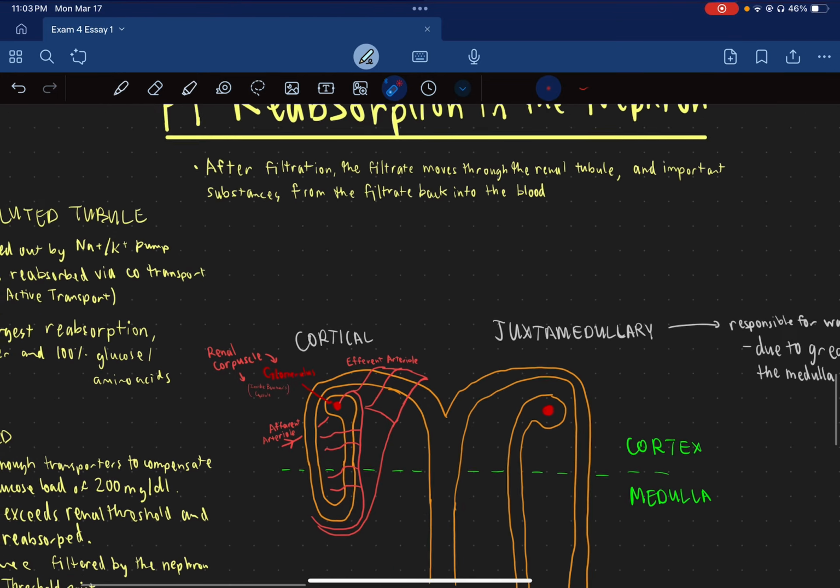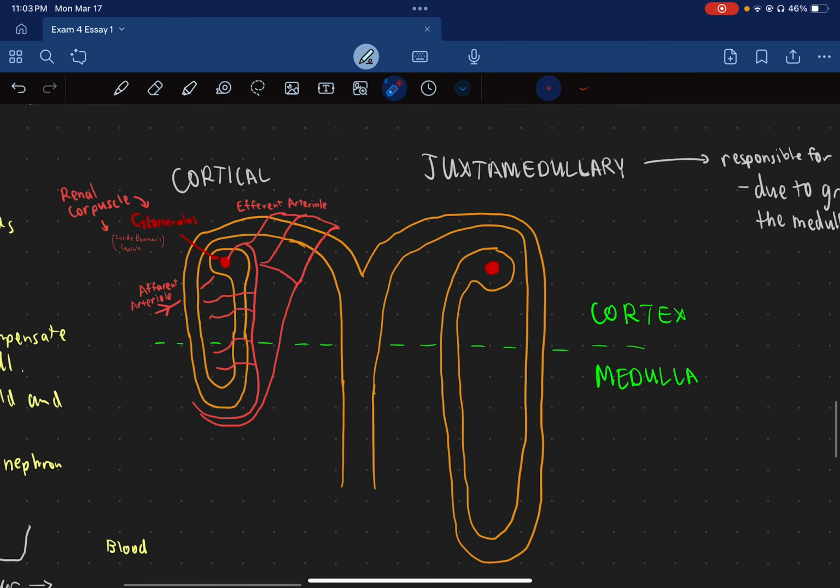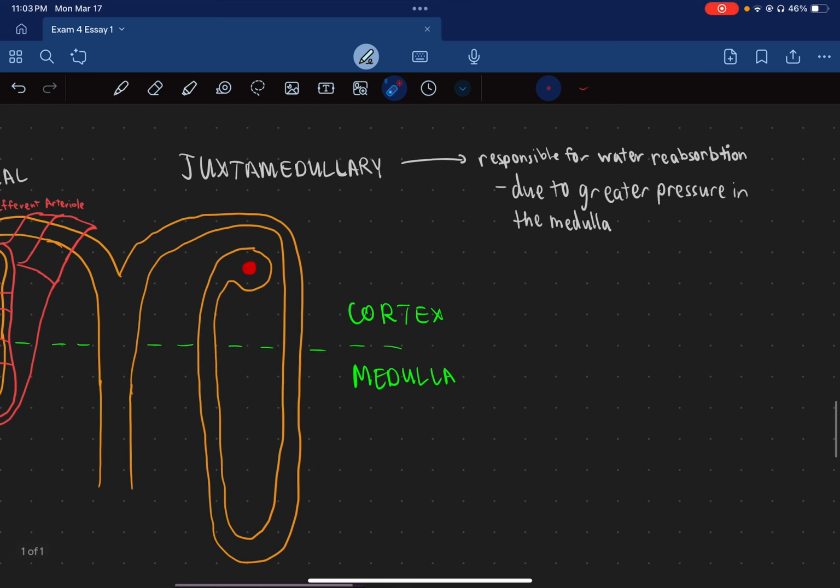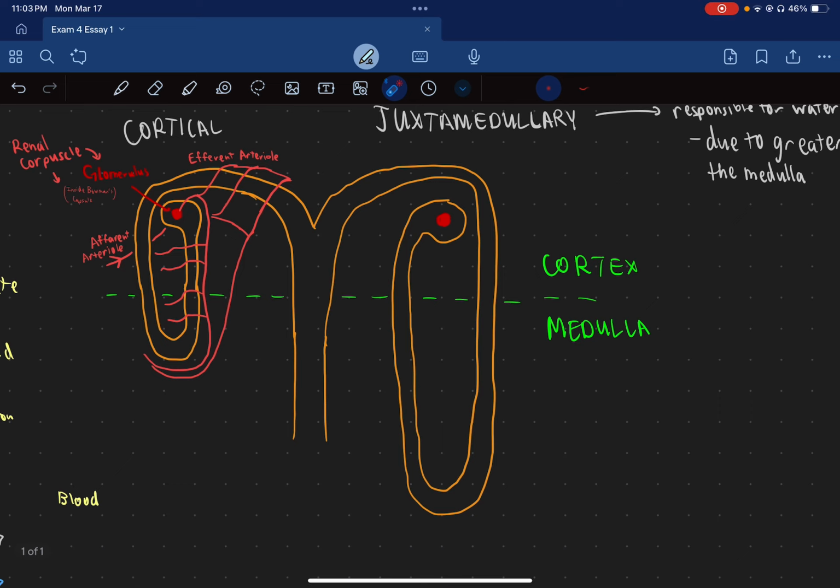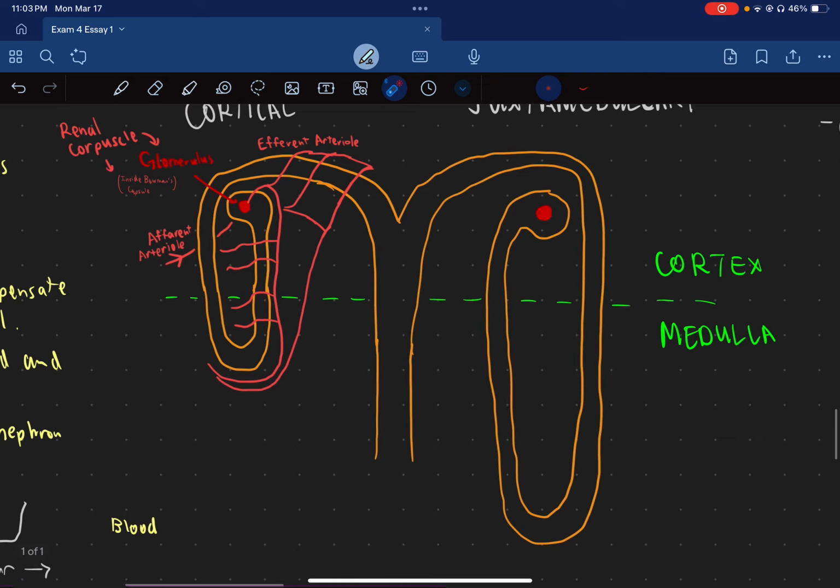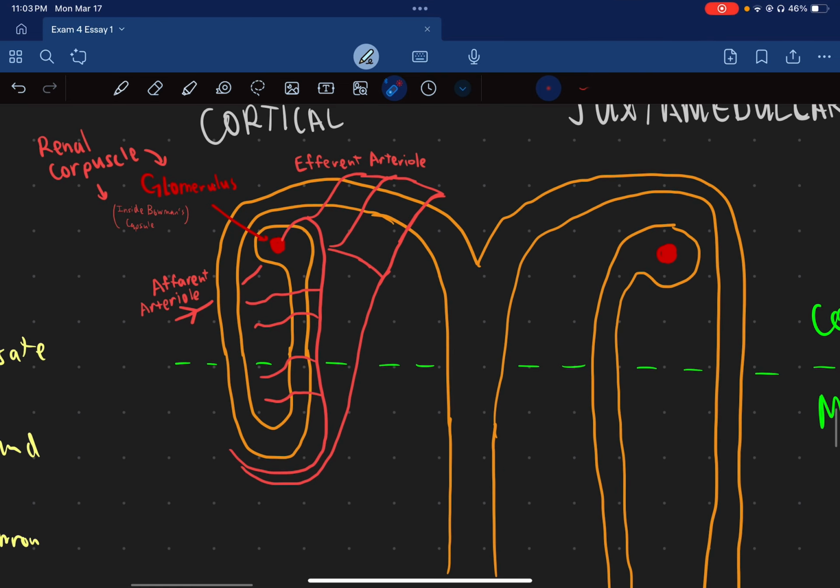When we go down to a deeper level, this is what our nephron looks like. There's two different kinds: the cortical nephron and the juxtamedullary nephron. The juxtamedullary is responsible for a lot of water reabsorption due to a greater pressure in the medulla, and it's going to go deeper into the medulla. The cortical nephron is mostly going to be in the cortex, and here we have just the basic anatomy of it. The glomerulus here in the Bowman's capsule.